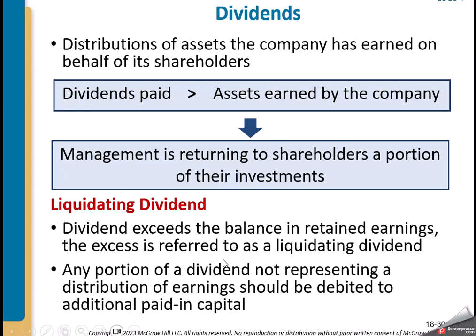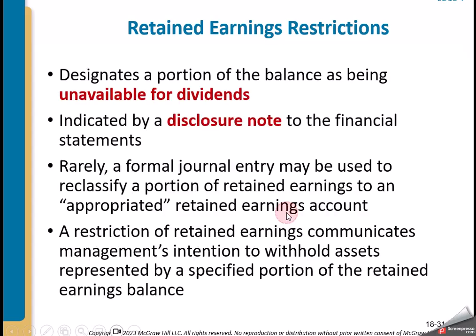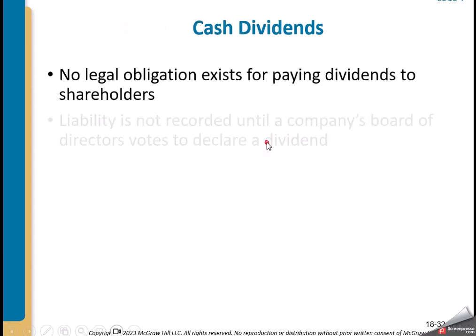A liquidating dividend means that it is in excess of what we have in the retained earnings, and then it's going to be coming out of our paid in capital. And again, that wouldn't be a great scenario, but it does happen. We're going to sometimes have restrictions on when we can pay out retained earnings. Again, depending on our loans with banks and things like that, we may not be able to pay it out. And everything should always be disclosed in our financial statements so our users know.